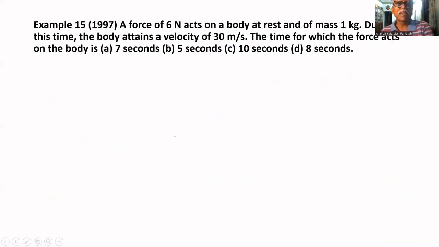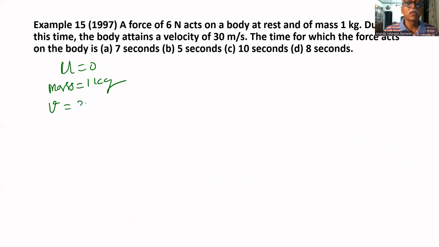A force of 6 Newton acts on a body at rest. At rest means U equal to 0. A mass equal to 1 kg. During this time, the body attains a velocity V equal to 30 meter per second. The time for which the force acts on the body is asked, the force equal to F equal to 6 Newton. What is the time as asked?